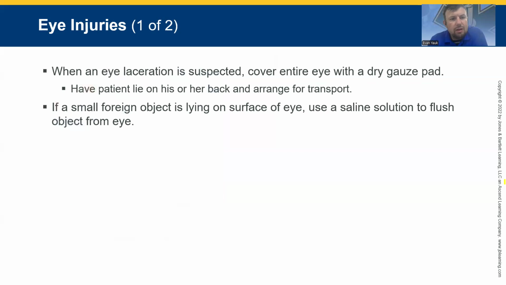When an eye laceration is suspected, cover the entire eye with a dry gauze pad. Have the patient lie on his or her back and arrange for transport. If a small foreign object is lying on the surface of the eye, use saline solution to flush the object from the eye.